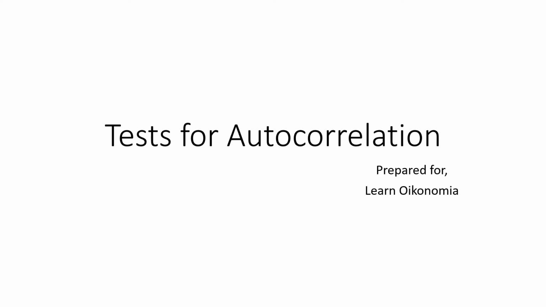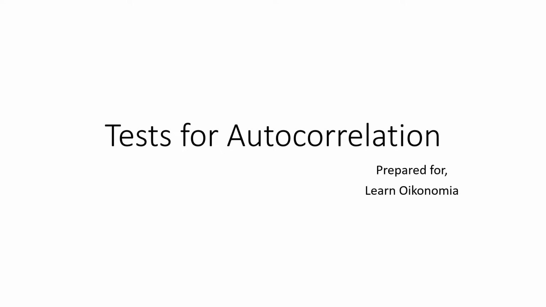We have seen what autocorrelation is, the causes of autocorrelation, the consequences of autocorrelation, etc. So in this video, we are going to see the continuation of the same topic, autocorrelation. Here we are going to discuss a test for autocorrelation. That means how can you detect autocorrelation in your model.